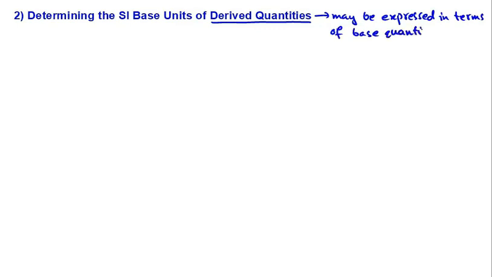The next topic is determining the SI base units of derived quantities. Students, derived quantities are those quantities that may be expressed in terms of base quantities. Actually, students, all quantities other than base quantities are derived quantities. For example, speed, acceleration, force, pressure, they are all derived quantities. Now, let's learn how to determine the SI base units of derived quantities by doing a simple question. The question says, determine the SI base units of pressure.